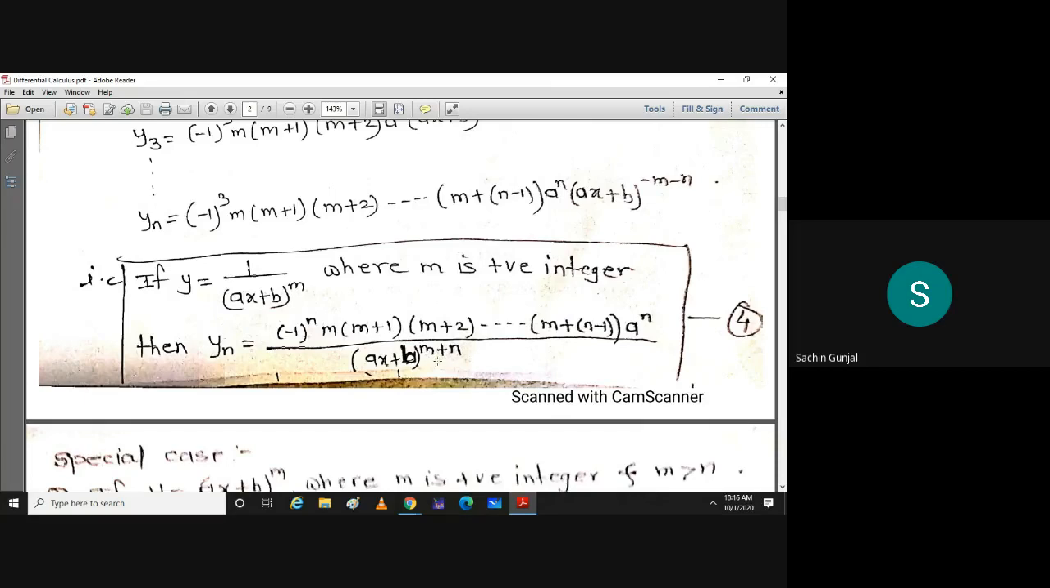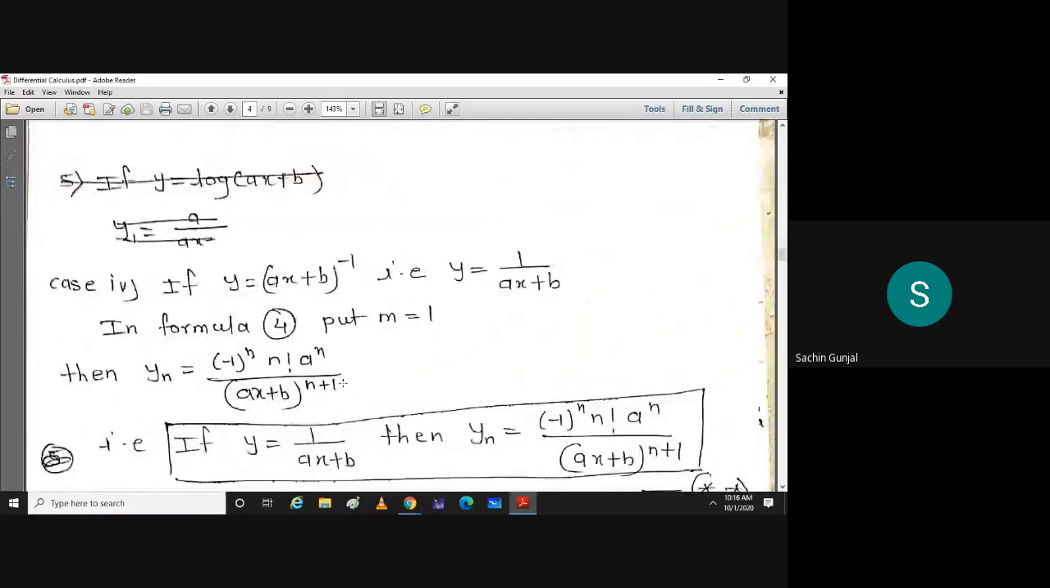Okay, m is 1. Yes, sir. Right. So that's what is mentioned here. So y is equal to 1 upon ax plus b, then yn is minus 1 raised to n into n factorial a raised to n upon ax plus b raised to n plus 1.